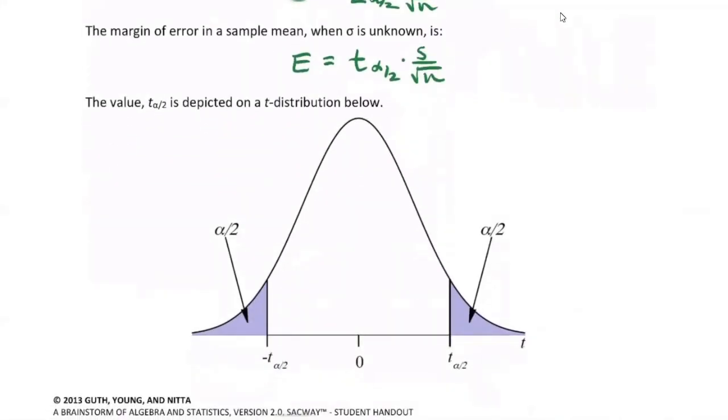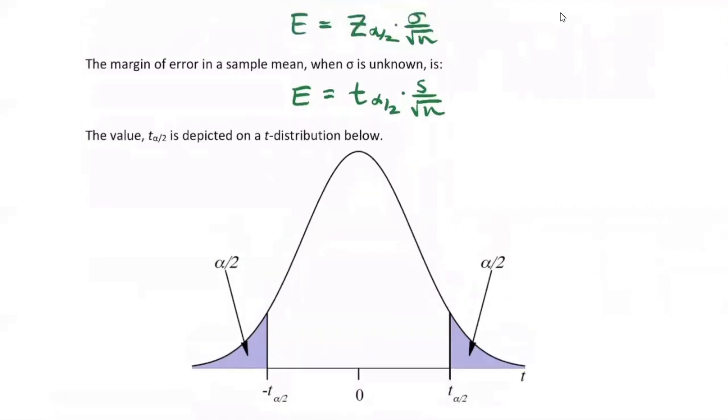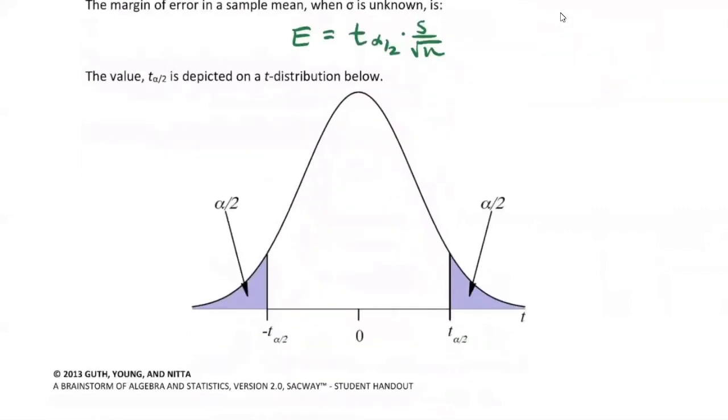But you're going to get your critical T alpha over 2 instead of Z alpha over 2, because I'm using a sample standard deviation now. You still have the level of confidence in the middle of the distribution. Alpha is still 1 minus the confidence level.